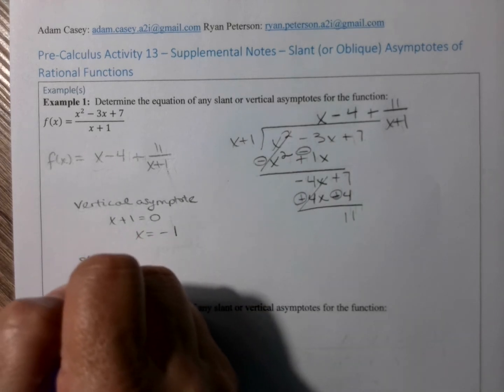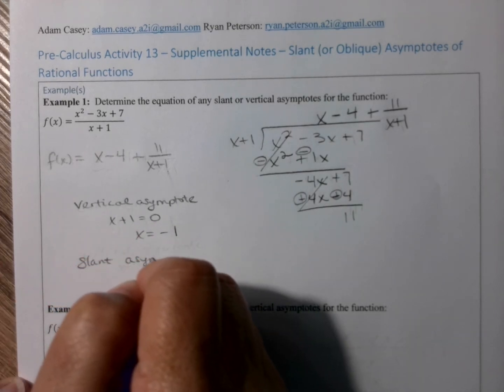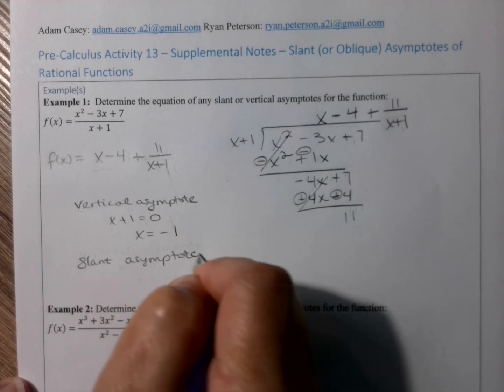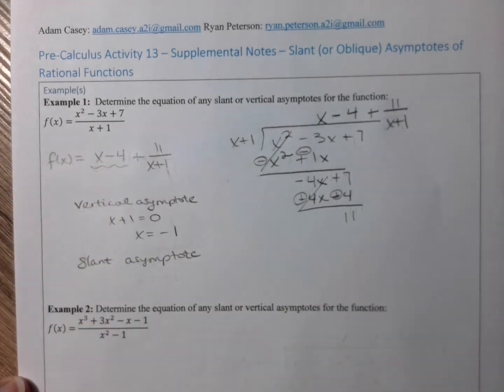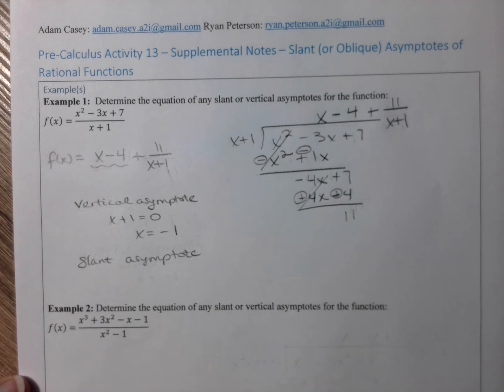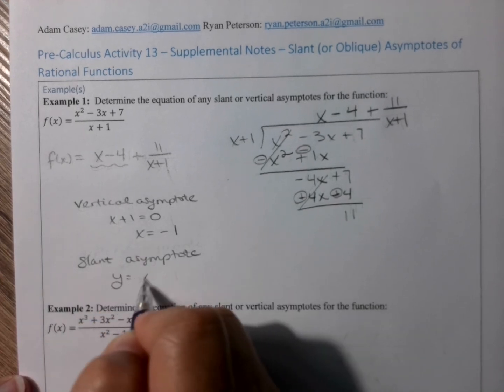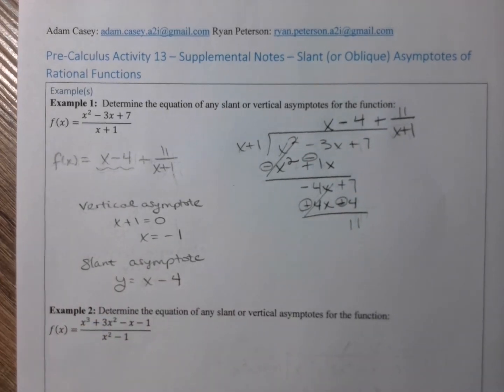The slant asymptote, or the oblique asymptote, is going to be this part of the expression right here. Y equals x minus 4. And let me show you what that looks like on a graph.